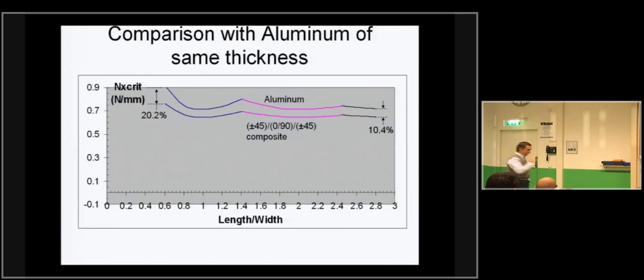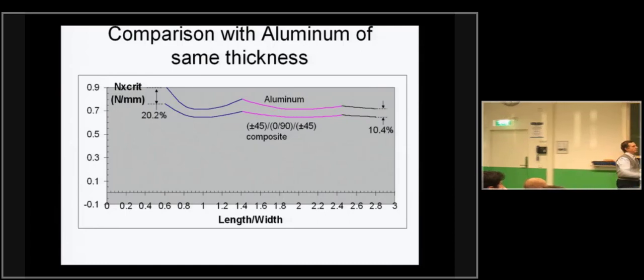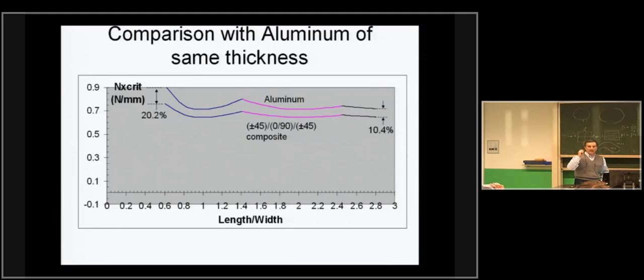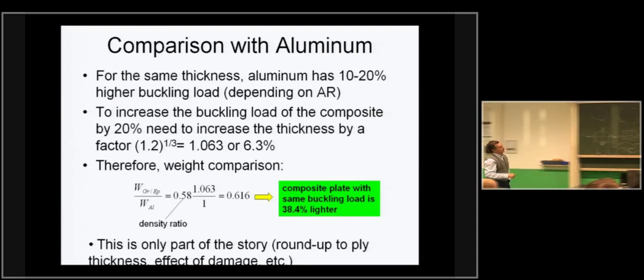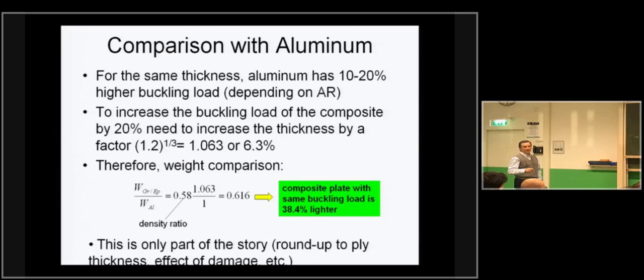Keep in mind, for aluminum, these are exactly the curves. For composite, you will get this curve for this layup. If you change the layup, it will change the curve. But for purposes of comparison, aluminum appears to have significantly higher buckling load. But you have to account for the densities, obviously. So if I have the same thickness, aluminum is 10 to 20%, depending on the aspect ratio, better in terms of buckling load. If I now say I want to make my composite match this, and let's say I want to match the worst case, the 20%.